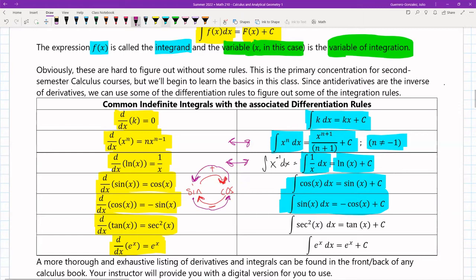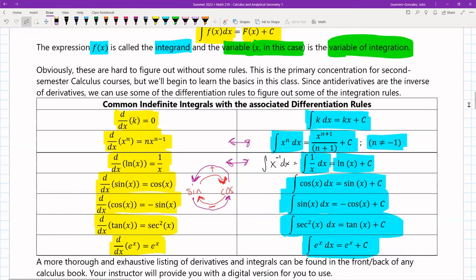The next one down is basically a backwards of the differentiation rule, the derivative rule. The derivative of tangent is secant squared, so therefore the integral of secant squared has got to be tangent. Okay, and then the very last one, we know from chapter or section 3.9, 3.10, that the derivative of e to the x is itself. So therefore, the integral of e to the x must also be itself. Okay.